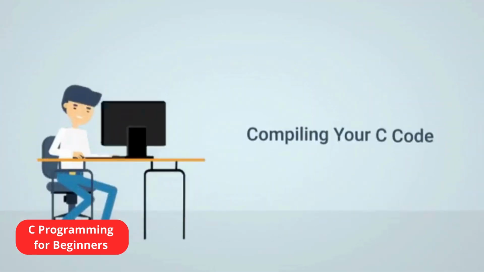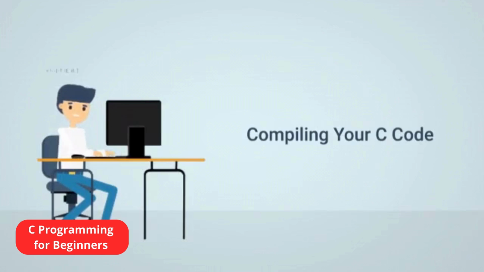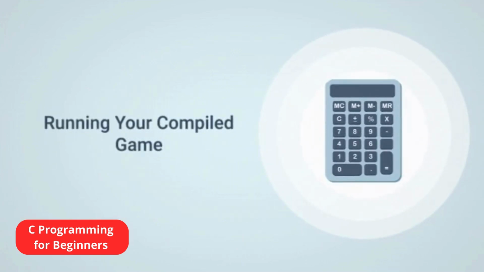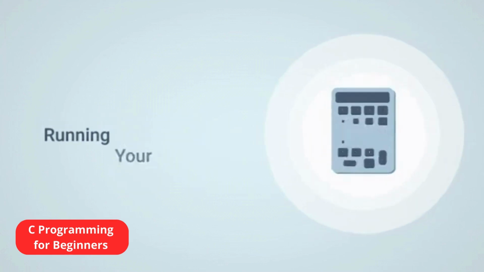Let's start by compiling your C code using GCC or MinGW. Type in the command to compile the game. Once compiled, run the executable file. Depending on your system, it might look like this.